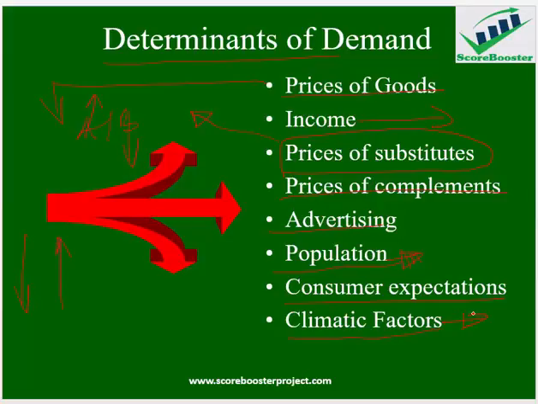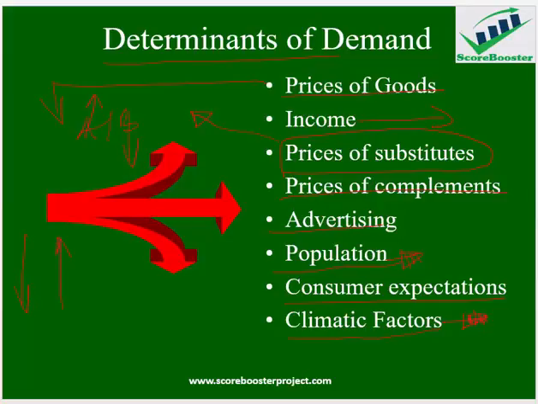Then climatic factors. During the rainy season, we know some products that people will demand more in the rainy season than the dry season. Likewise, there are some products that have higher demand in the dry season more than the rainy season. So these are things that the law of demand says we should hold constant. We should hold all of this constant by the time you state your law of demand. Now, please take note. By the time we move further, we will still make one or two clarifications.